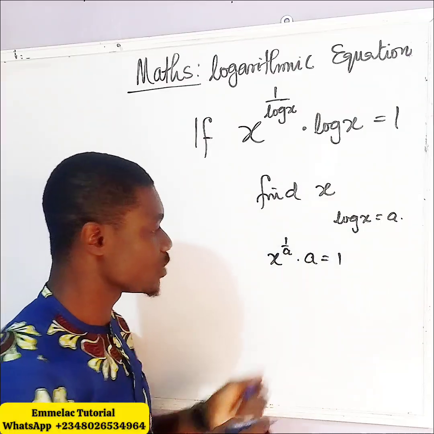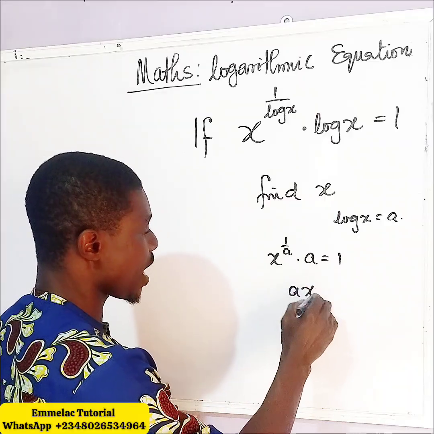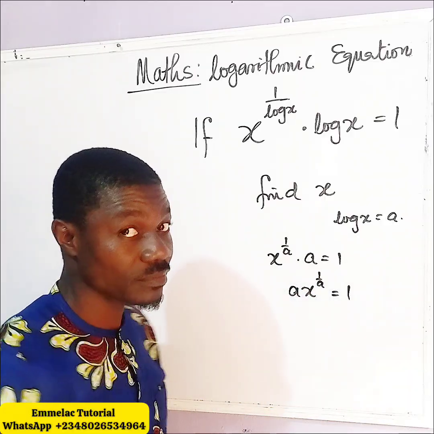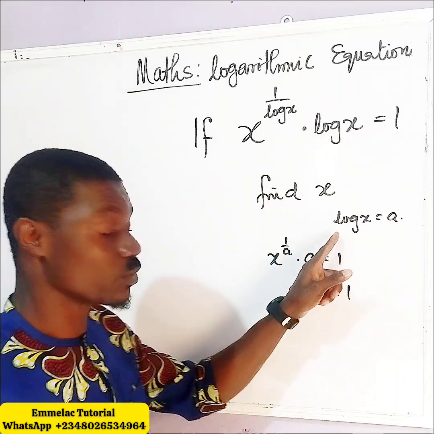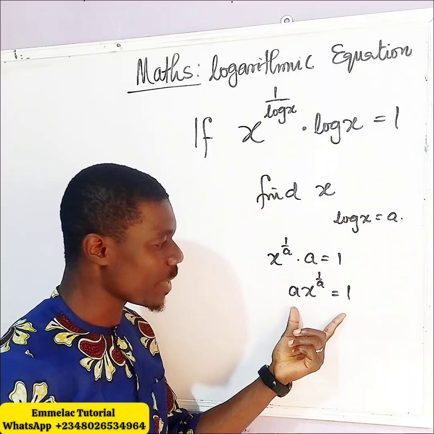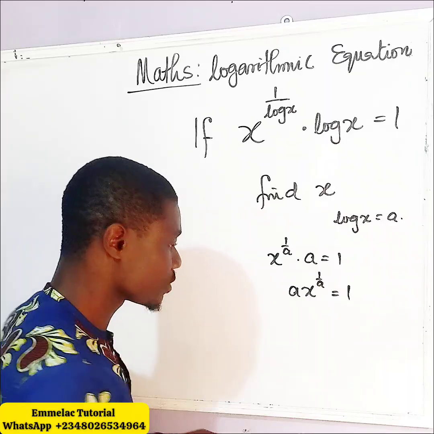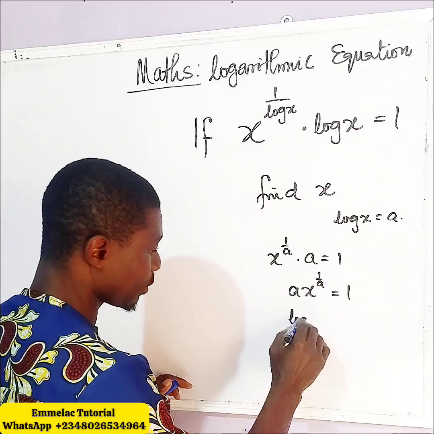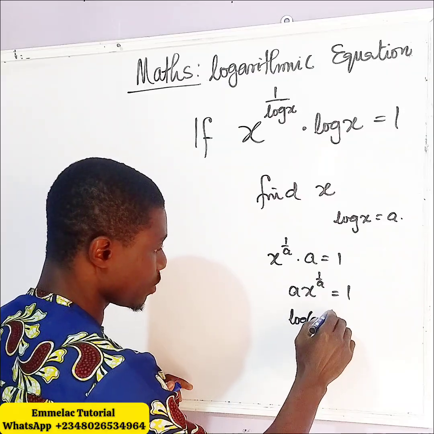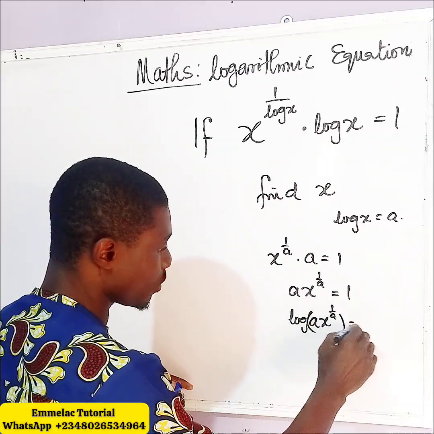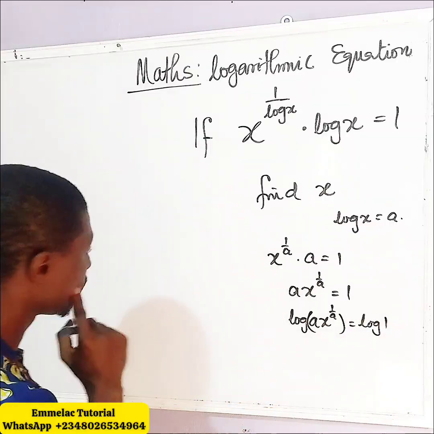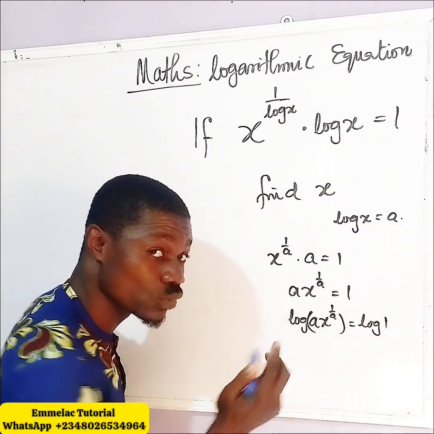And when we multiply this, we end up having a times x raised to the power of 1 over a, then equals 1. Remember that we are dealing with log. So to this end now, let us apply log to both sides of the equation. So here you have log of a x raised to the power of, take note, 1 over a, then equals log 1.